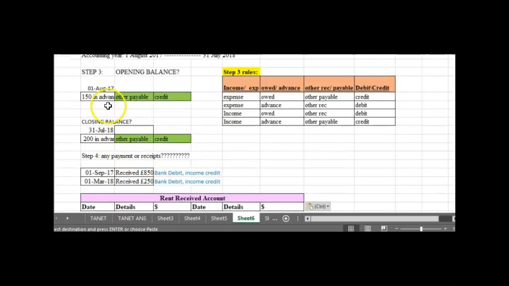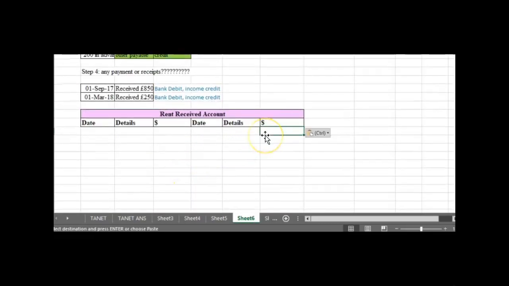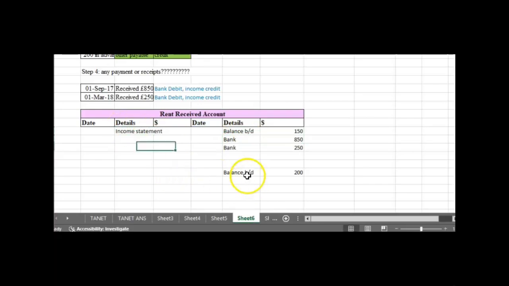Now we can make the rent received account. We start with the opening balance. The balance b/d on credit side is $150. Write the closing balance, $200 on credit side. Then we have bank in step 4. We have 2 receipts, so post them individually on the credit side. Post income statement on the opposite side to the bank. Bank is on the credit side, so income statement is on the debit side.